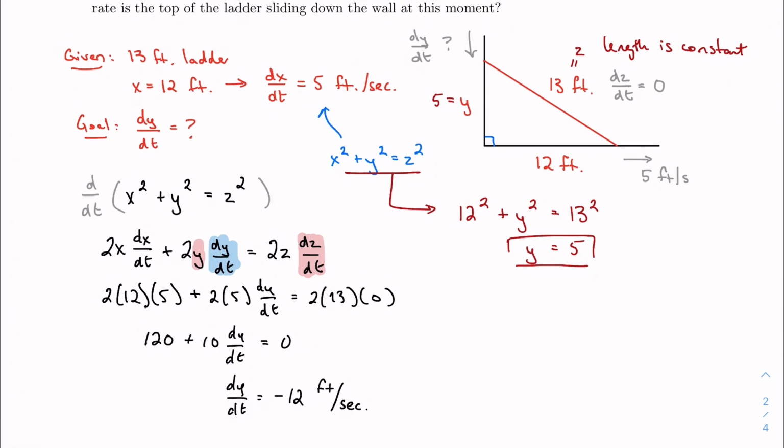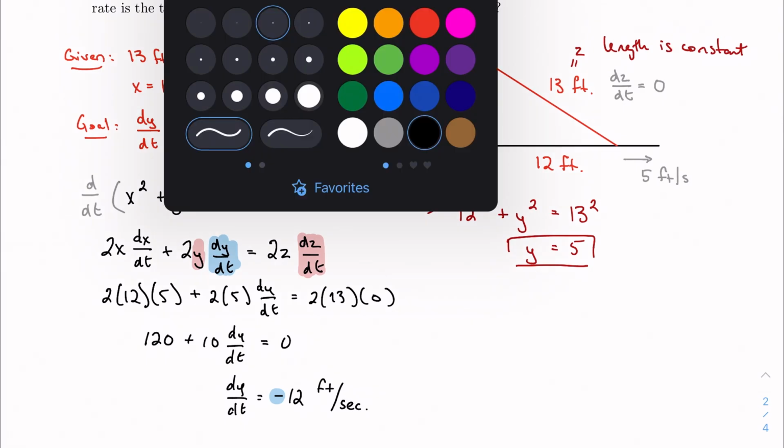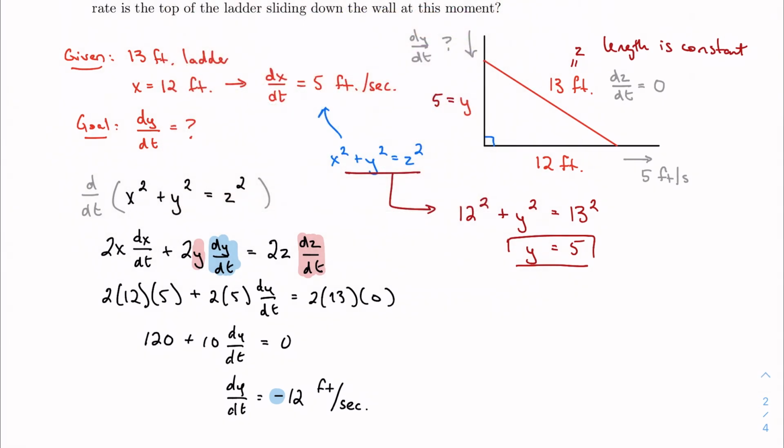And you might be thinking to yourself, what's going on with this negative here? Well, rates of change indicate directions. So this is telling us it's moving down, right? That negative indicates it's moving down. So the rate of change of the vertical height is negative 12 feet per second. But we could also say that it's moving down at a rate of 12 feet per second.